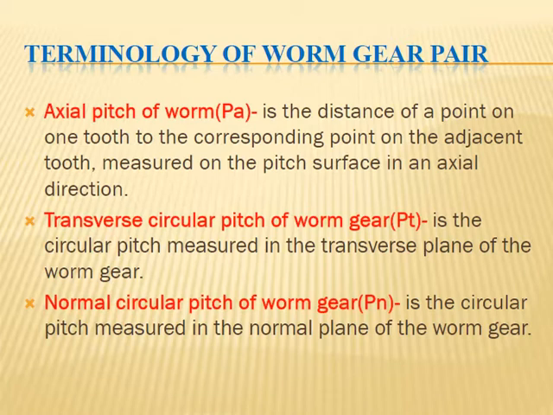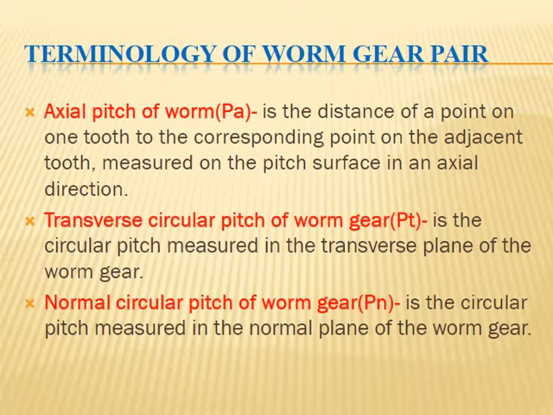Now in this slide we will discuss another terminology: the axial pitch PA of the worm, the transverse circular pitch of the worm gear PT, and the normal circular pitch of the worm gear PN. The axial pitch of the worm is the distance from a point on one tooth to the corresponding point on the adjacent tooth, measured on the pitch surface in the axial direction.